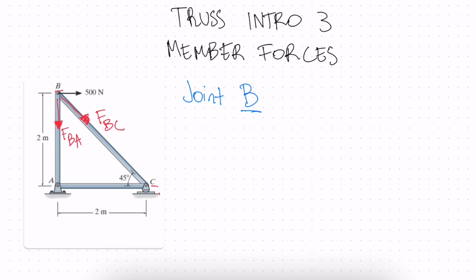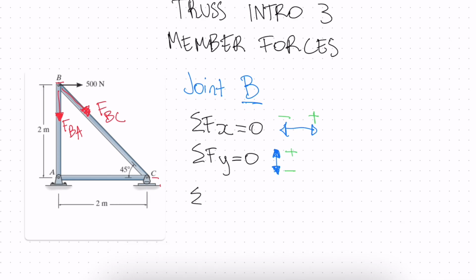The first thing that we need to do is write our equilibrium equations. So we have the sum of forces in the X direction equal to 0. So we're looking at any forces going forwards and backwards. We'll say backwards negative, forwards will be positive. And then we have the sum of forces in the Y direction equal to 0, so any forces going up or down. Up will be positive, down will be negative.